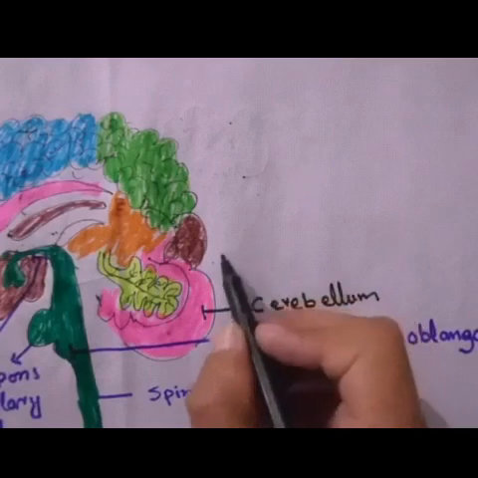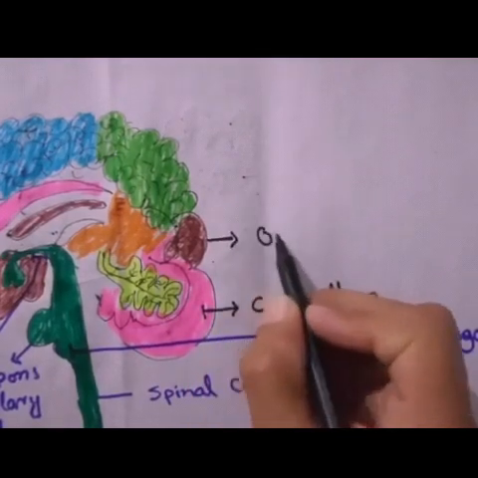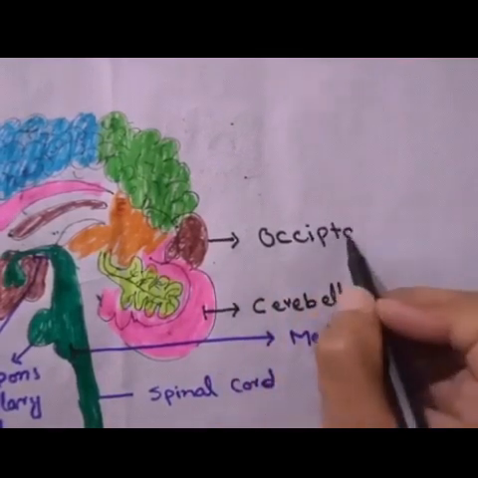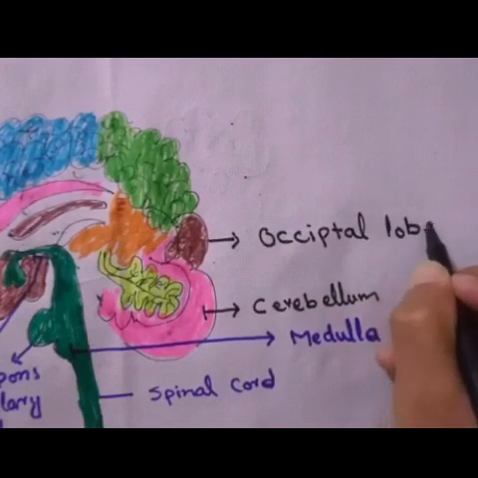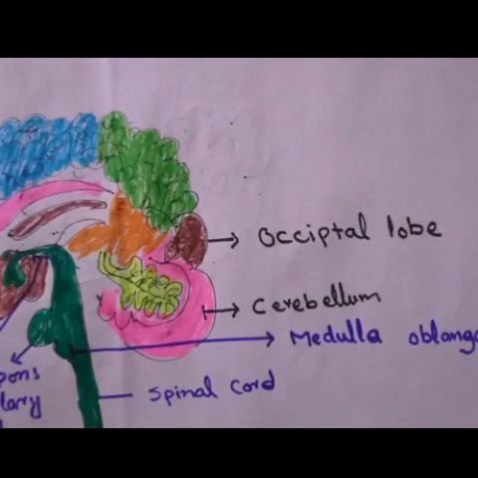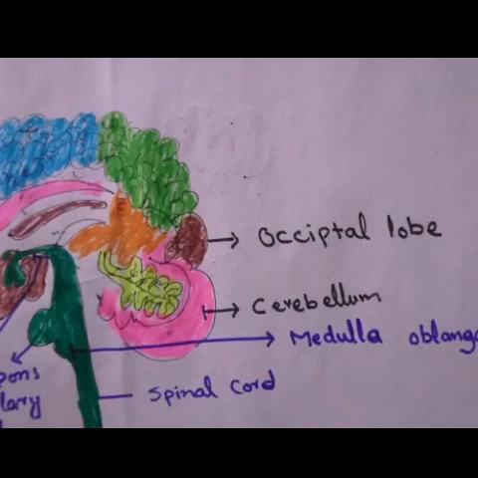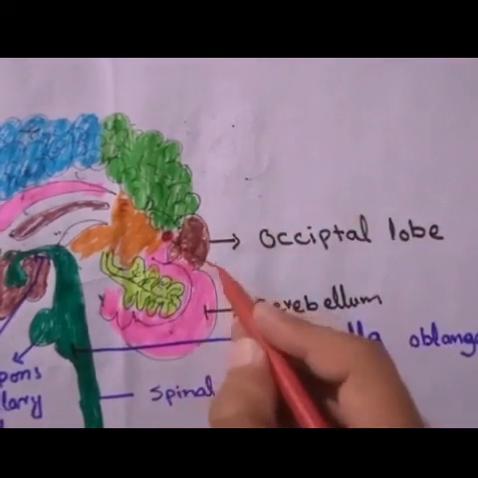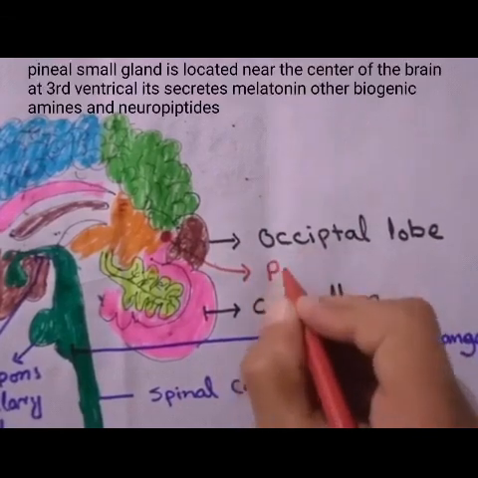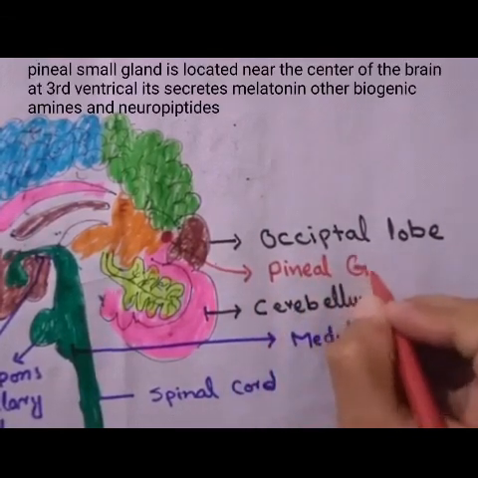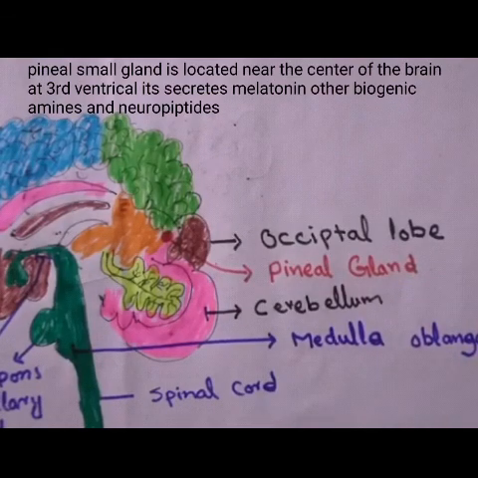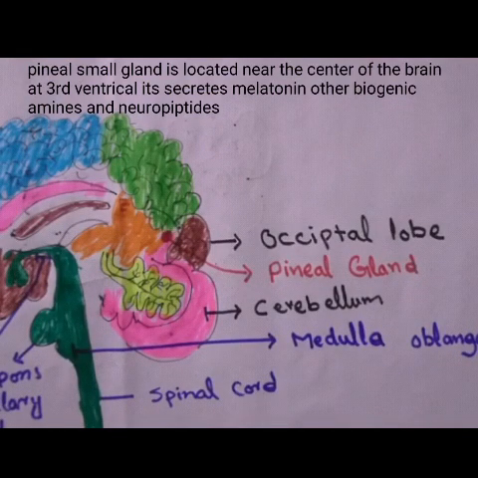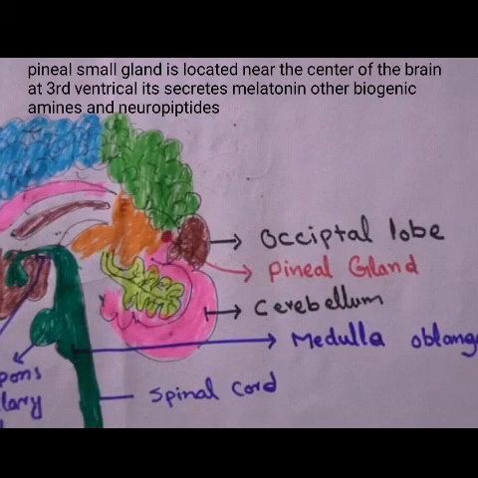The occipital lobe is located on the posterior side of the brain. The visual area is located in the posterior part of the occipital lobe. Near the occipital lobe, there is a gland called the pineal gland. A small gland located near the center of the brain at the third ventricle, the pineal gland secretes melatonin, other biogenic amines, and neuropeptide.